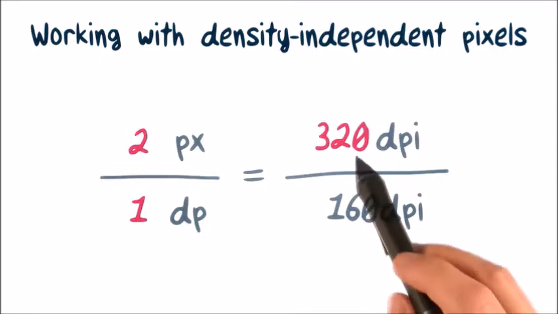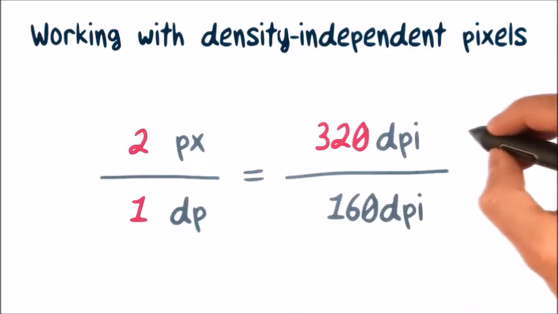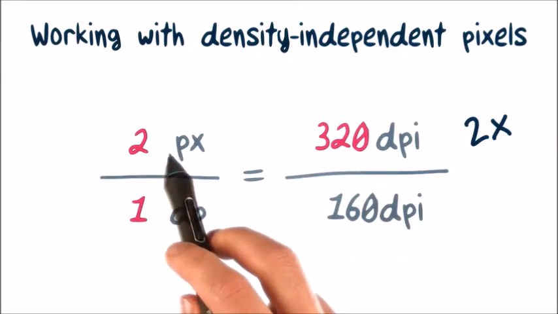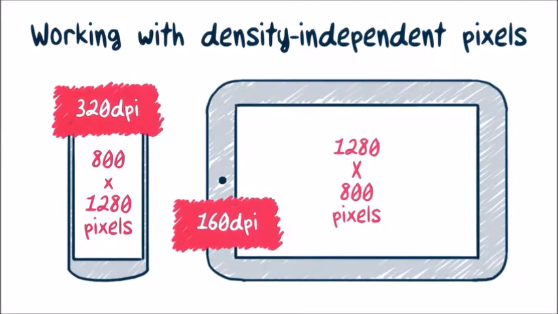So what about at 320 dpi? This is often called 2x. Now at 320 dpi, 1 dip is equal to 2 pixels. So working with density-independent pixels helps you deal with crazy situations like this, where you may have two devices with the same pixel resolution but differing amounts of space. In this case, the tablet has a lot of space and the phone has a lot less, but they have the same pixel resolution. We'll see how density-independent pixels makes this much easier to work with.